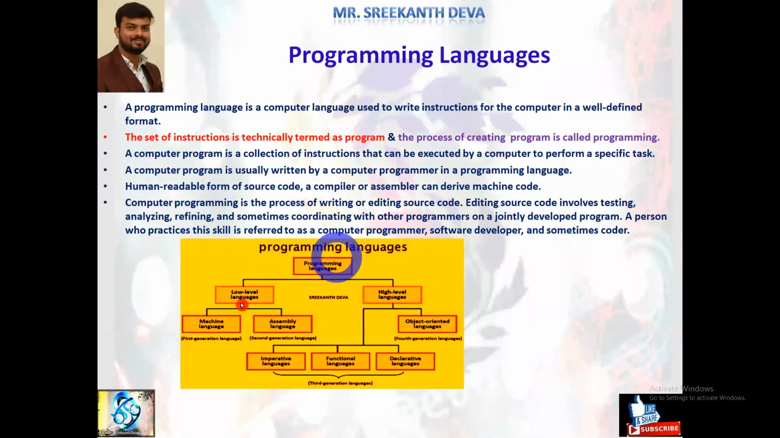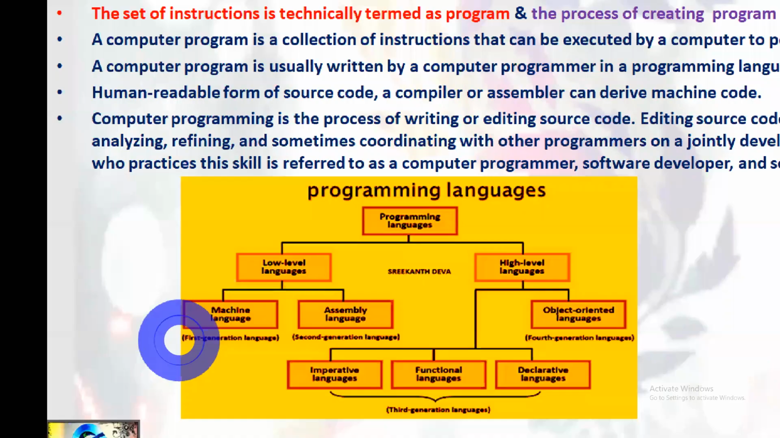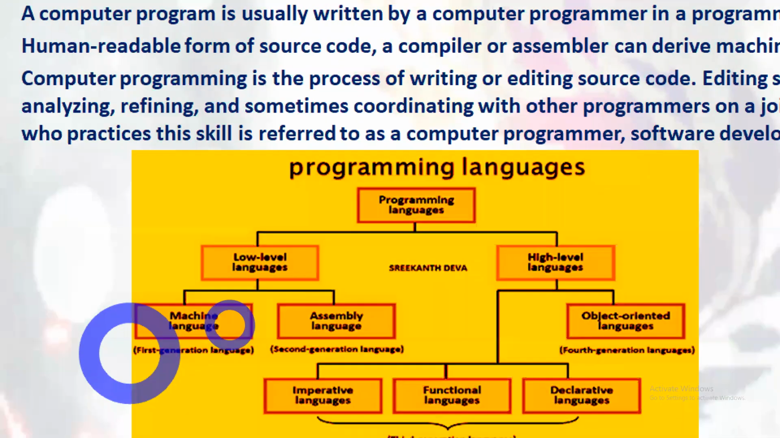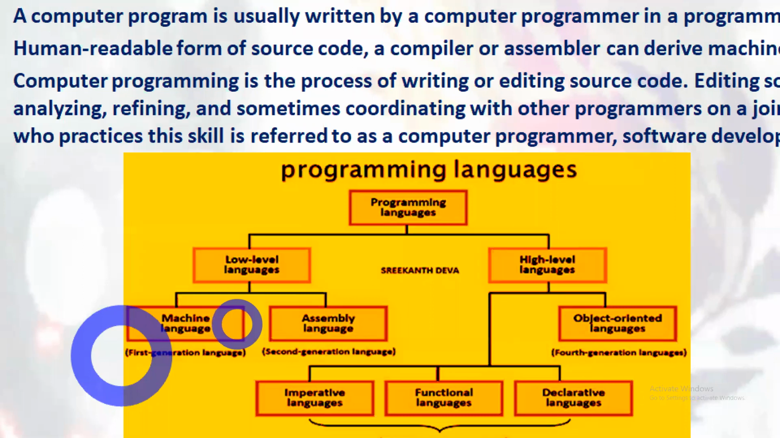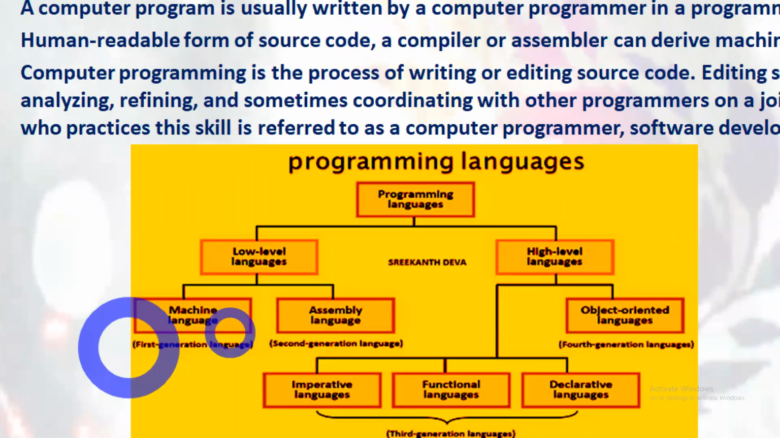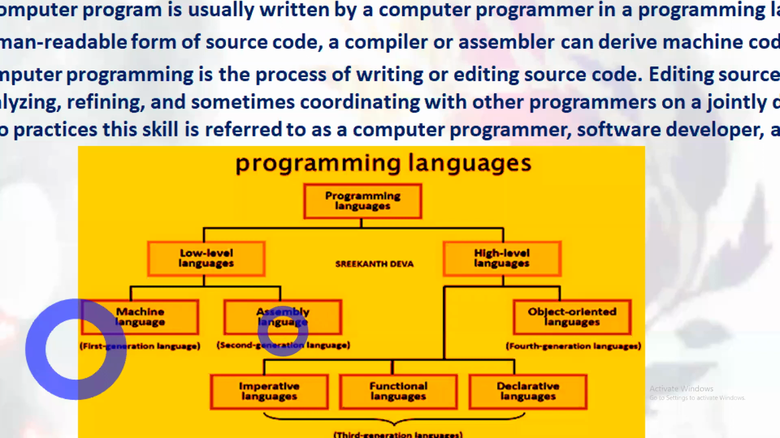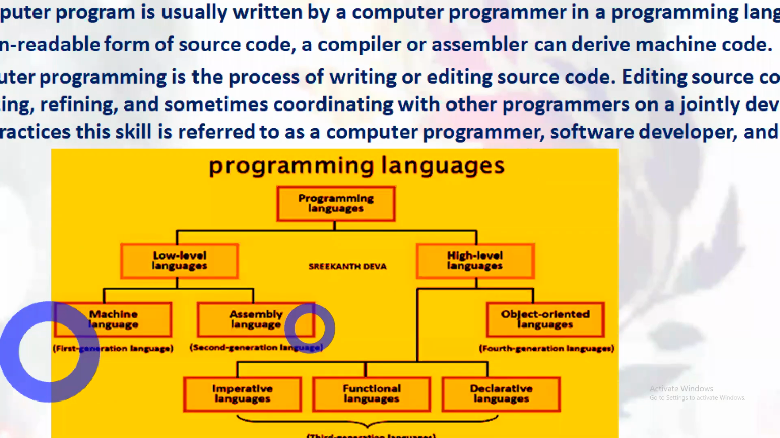Generally they are categorized as low level languages, middle level languages, and high level languages. But basically they are categorized into two types: low level languages and high level languages. Here low level languages are again categorized. First generation languages are called machine language. Second generation languages are called assembly language.